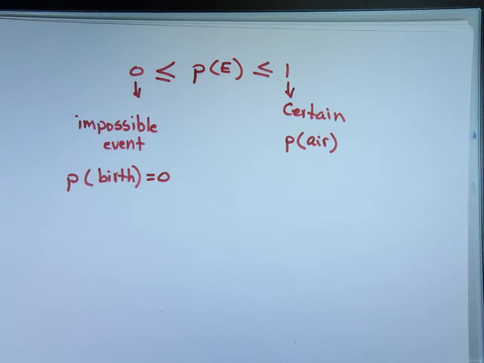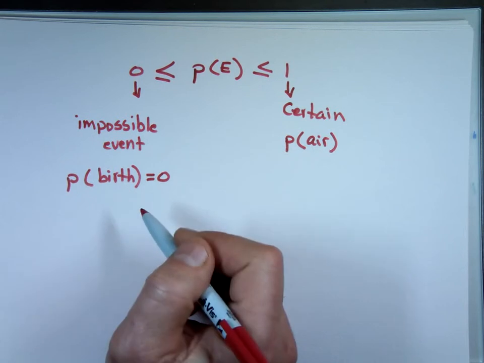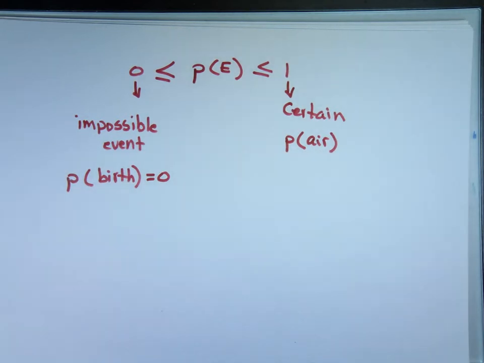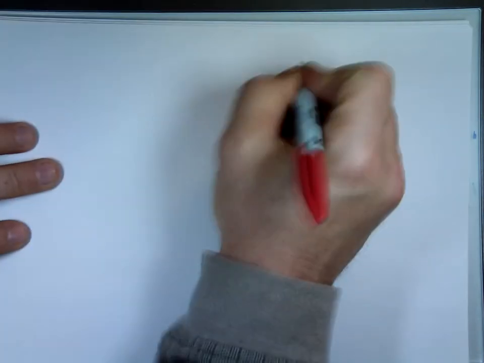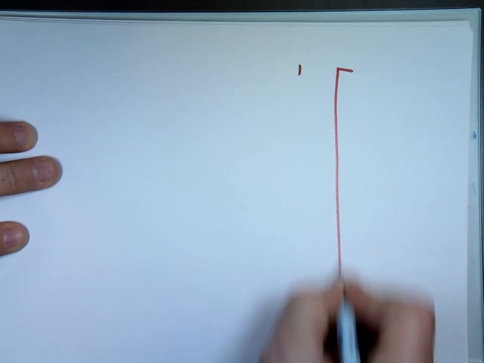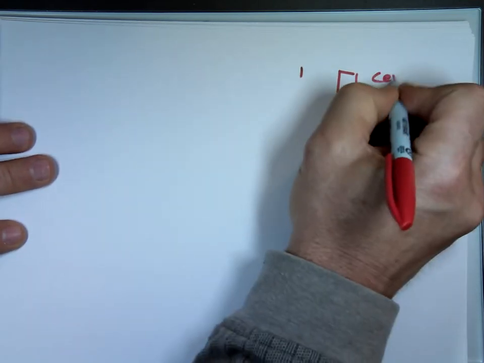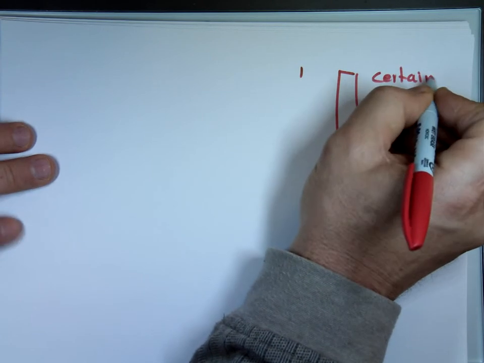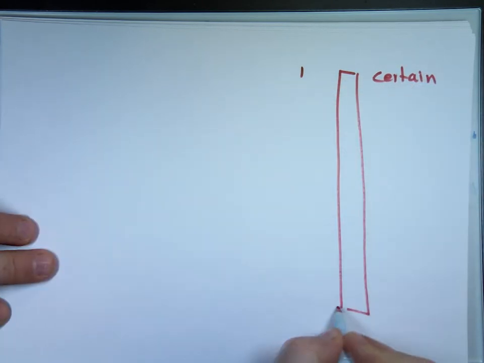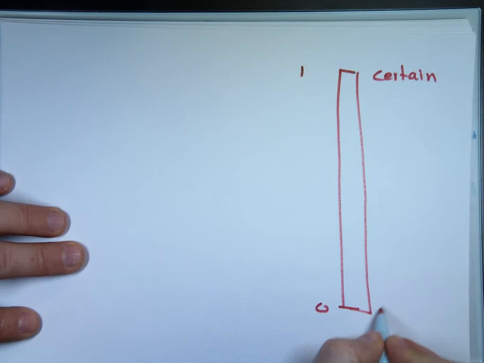Now, a lot of times you hear the terms certain, which I mentioned, and impossible, but there's also a scale in between them. On the scale that we use, 1 means I'm certain. If the probability is 1, I'm certain it's going to happen. If the probability is 0, that means what? Impossible. It's not going to happen.